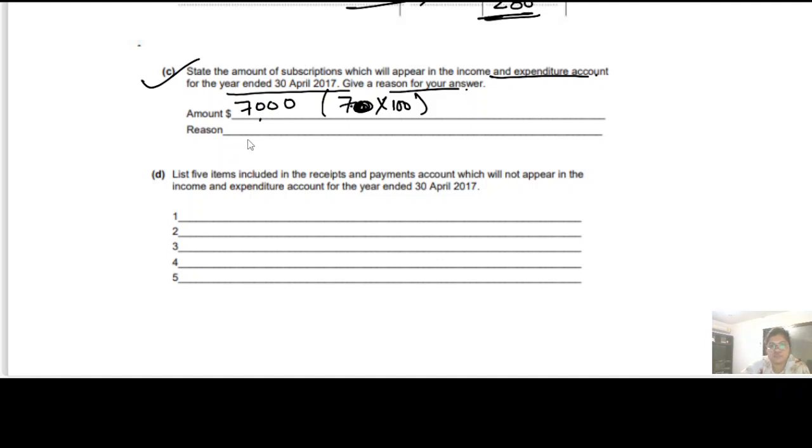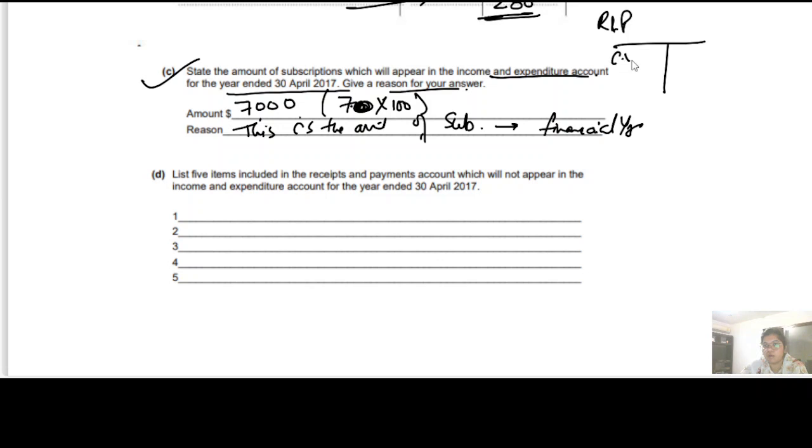Okay, so why are you going to record this amount? Because this is the amount of subscription which is related to this financial year. Again I'm going to tell you, in receipt and payment account we record every piece of information, whether it is from the current year, previous year or next year. But in income and expenditure account we only record information which is from our current financial year. That's why we are only going to record 7,000, not other information.